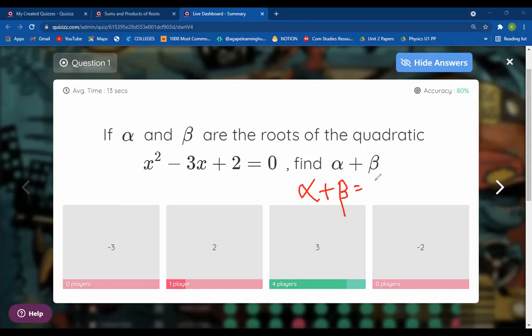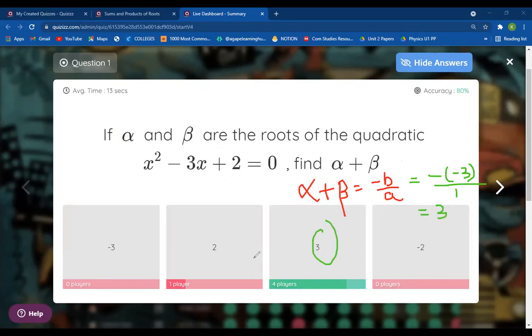Anybody? Alpha plus beta. Come on. It's minus b over a. Good job. Minus b over a. I'm looking at the quadratic. What would I write here? What's b? -3. So it will be minus -3 over, and what's a? 1. We know a minus and a minus is a plus. So that means alpha plus beta is 3. That's how we got this answer.